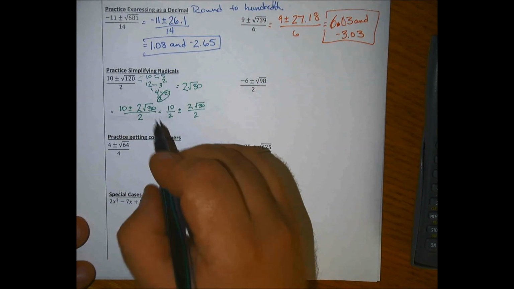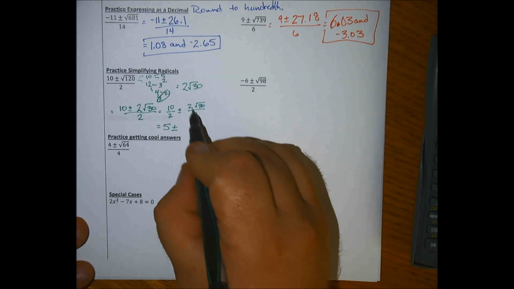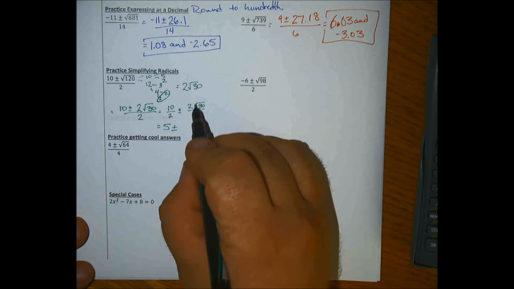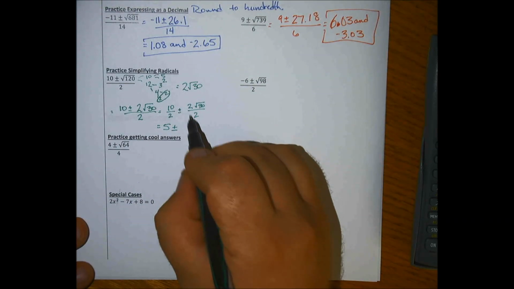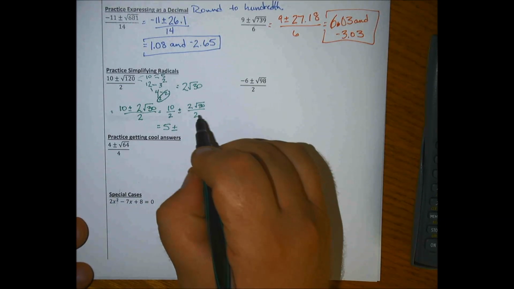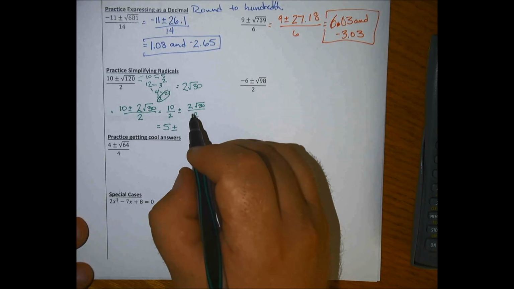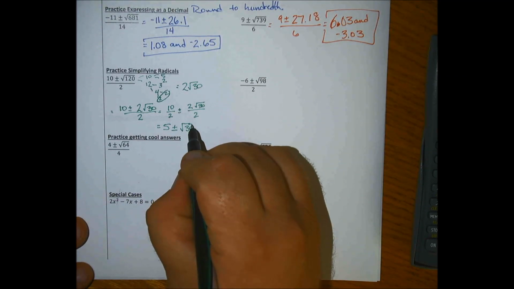So 10 over 2 is 5 plus or minus. The 2's cancel out here. We don't touch the radical. Okay, we don't touch the radical when we're reducing this fraction. We're only dealing with the coefficient on the radical and the number on the bottom. But those 2's cancel out, so we just get square root of 30.